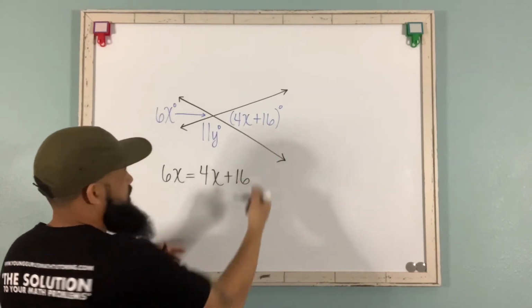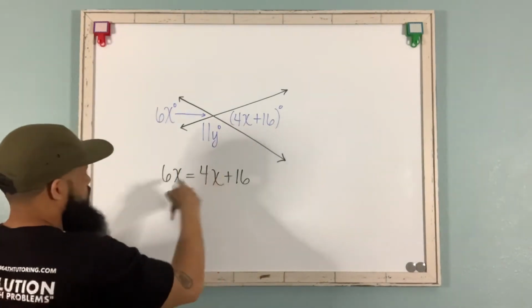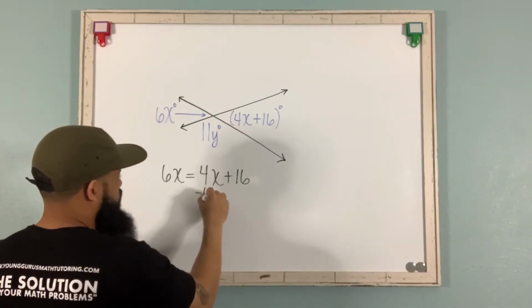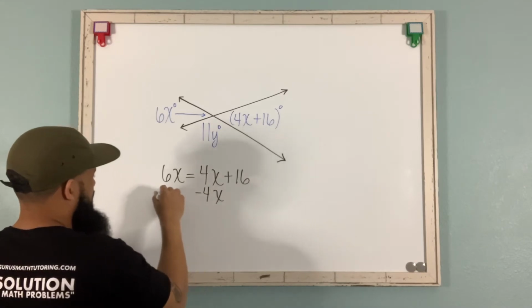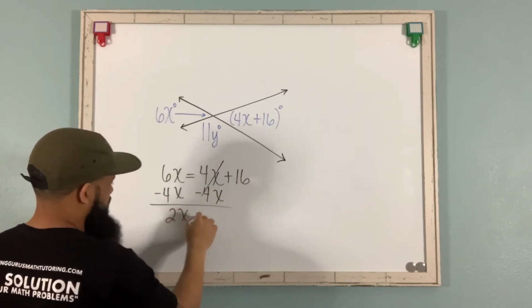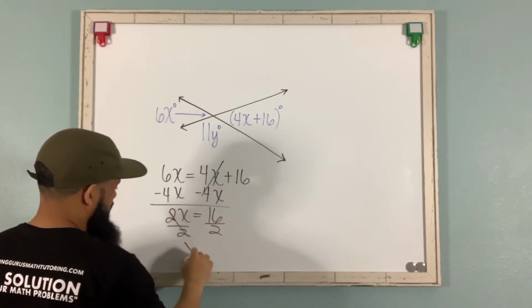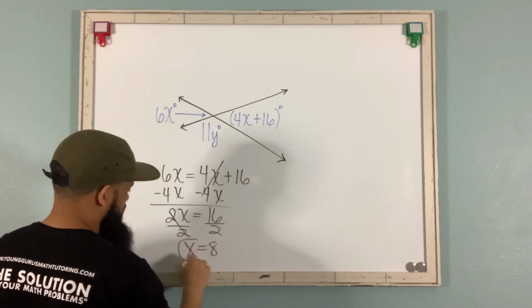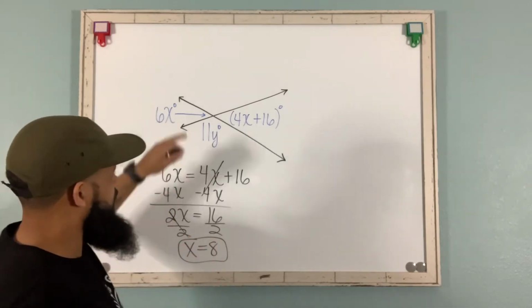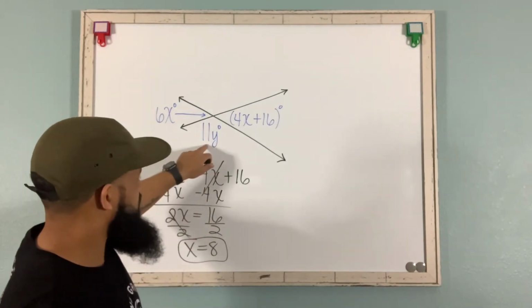Remember, this is just a degree measure represented by an algebraic expression. So I want to solve this equation now. Minus 4x, those cancel, I get 2x is equal to 16. Divide that by 2, and x equals 8, right? So now I know that x equals 8. That tells me something that I'm going to need to get y.